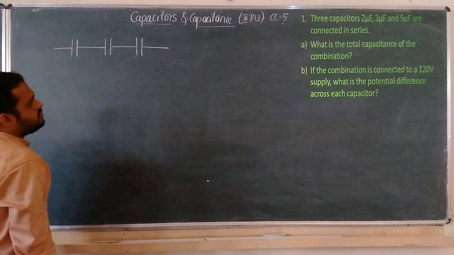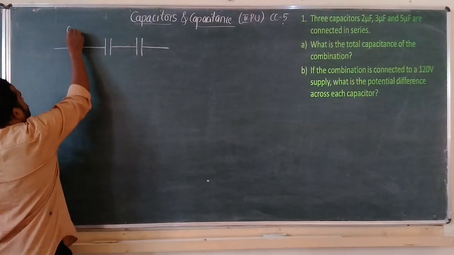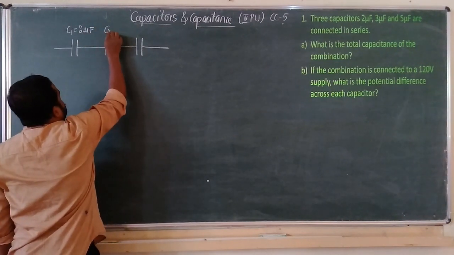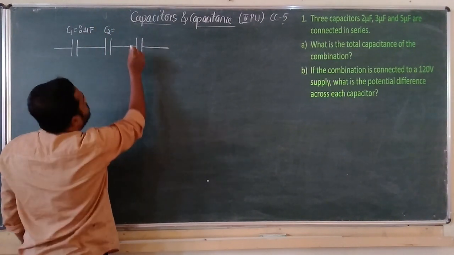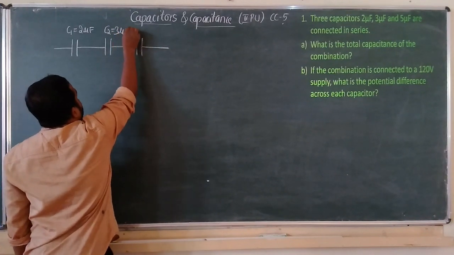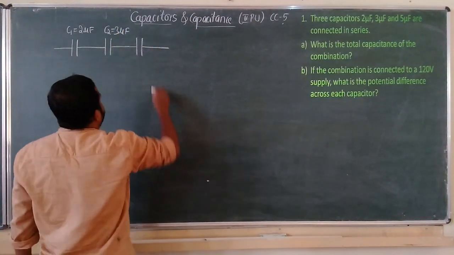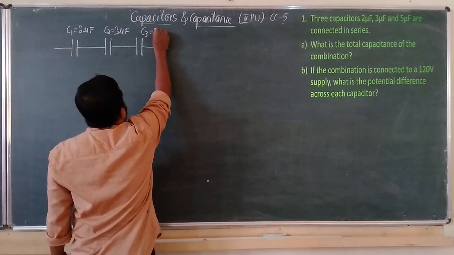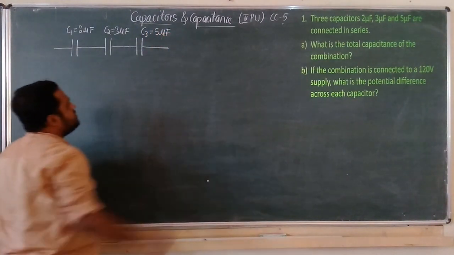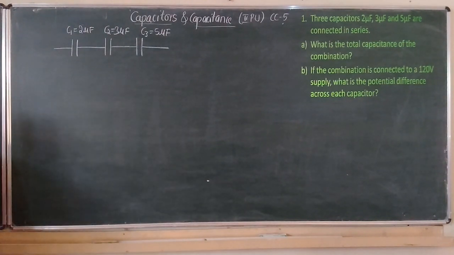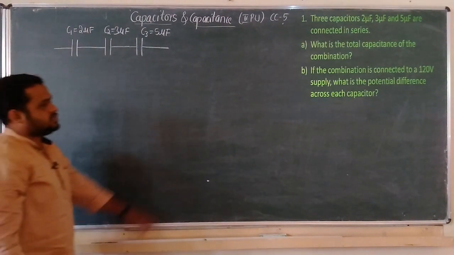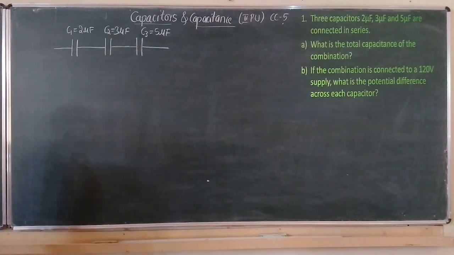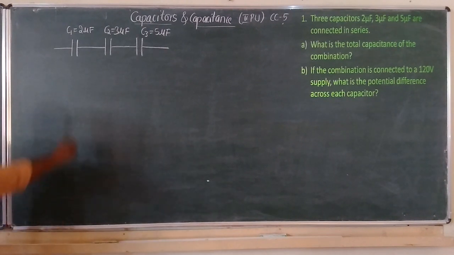Now this is the problem. First capacitor value C1 is equal to 2 microfarad. Second value C2 is equal to 3 microfarad. And the third one C3 is equal to 5 microfarad. Now these three capacitors are connected in series. What is the effective capacitance or total capacitance of the combination? That is the first question. So let us calculate the effective capacitance first.